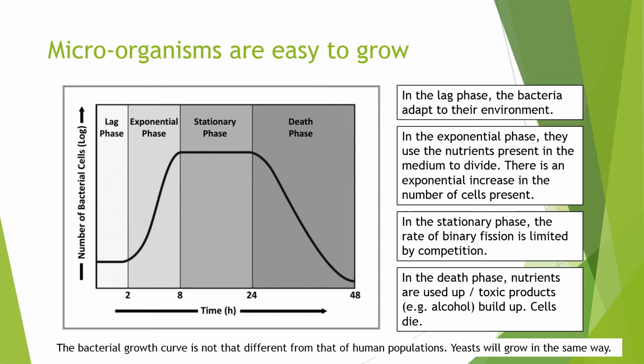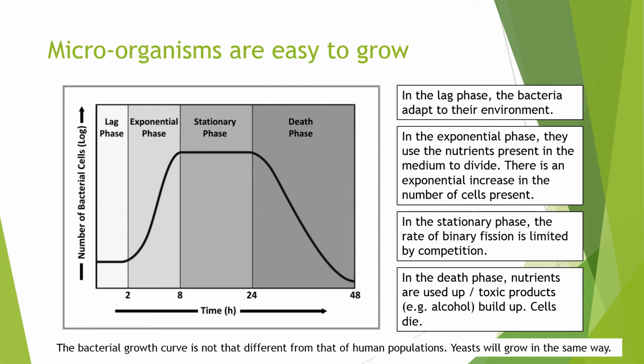But finally, that is not enough, because really what is lacking is nutrients, and at some point they will start to die. So in the death phase, these nutrients are used up, but also toxic products can build up, because bacterial cells or yeasts can produce chemicals that are toxic to themselves, and that means that their life is limited by that.